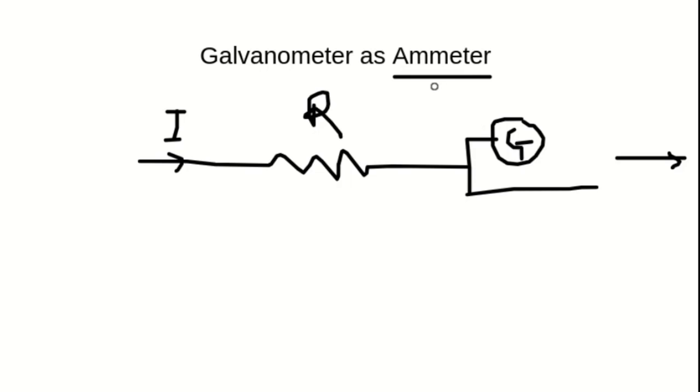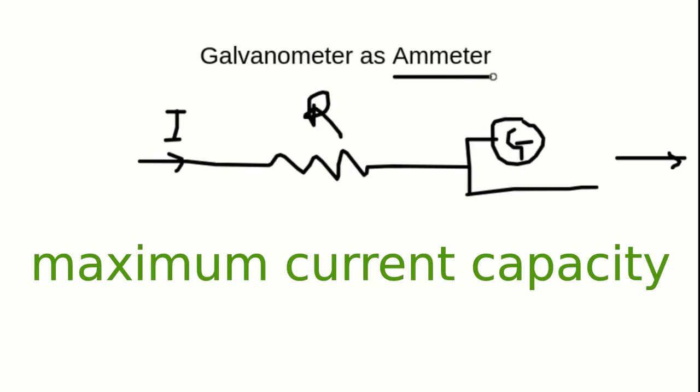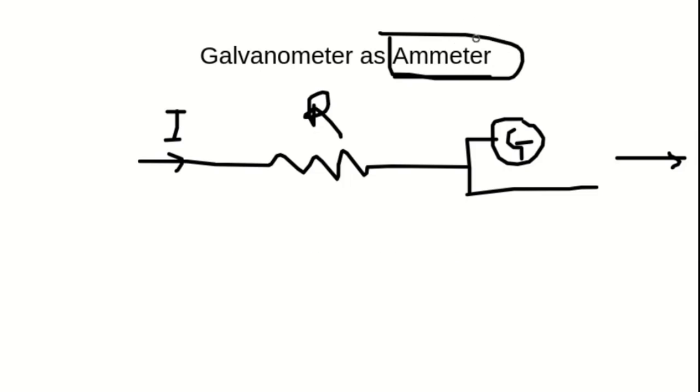The first property is that we should have a higher current capacity, that is, maximum current should flow through the ammeter so that we can measure it accurately. Suppose a current I is flowing through the circuit and I can measure only 10% of the current, then there is no use of the ammeter. So maximum current should be measured with the help of the ammeter.